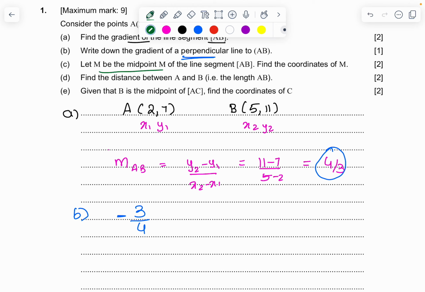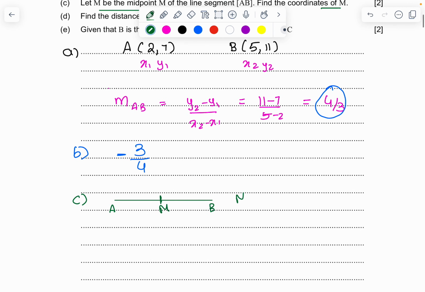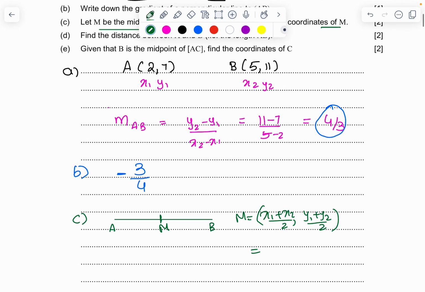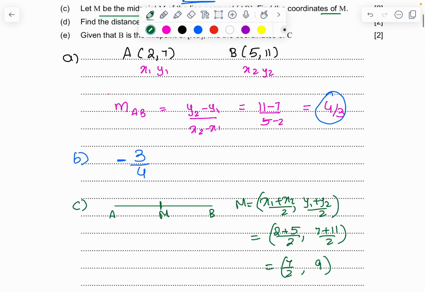Then let M be the midpoint of the line joining AB. Find the coordinates of M. So this is A and B, and M is the midpoint. Midpoint formula is nothing but what? x1 plus x2 by 2, comma, y1 plus y2 upon 2. So 2 plus 5 by 2, comma, 7 plus 11 by 2, which is nothing but 7 upon 2, comma, 9. That's going to be the midpoint.